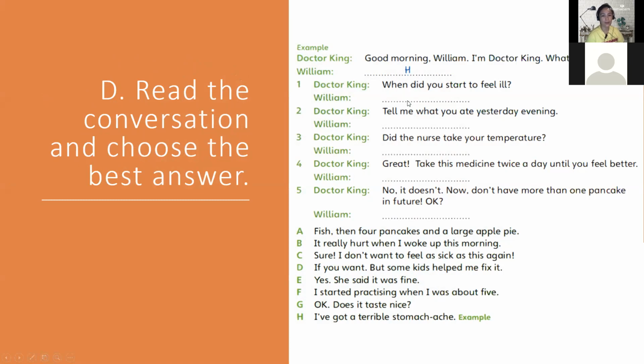Okay, number one. Dr. King: When did you start to feel ill? William: It really hurt when I woke up this morning. Number two. Tell me what you ate yesterday evening. Fish, then four pancakes and a large apple pie. Oh my God. Did the nurse take your temperature? Yes, she did it. It was fine.